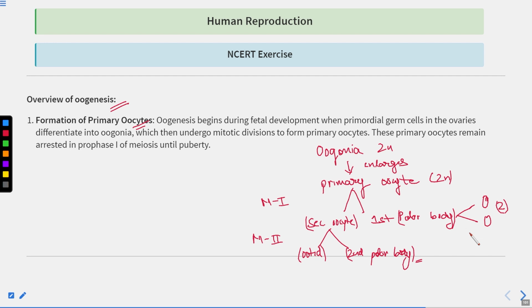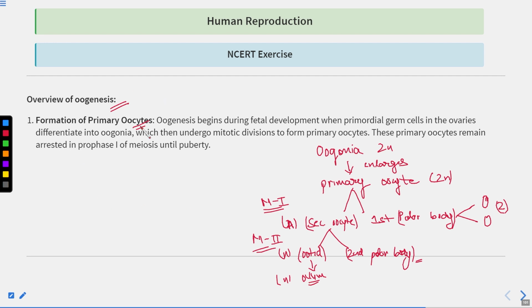These polar bodies will degenerate because they don't take part in reproduction, and the ootid will transform into the haploid ovum. The secondary oocyte should be haploid because it is formed after meiosis 1. Meiosis 1 is known as the reductional division. Meiosis 2 is the same as mitosis. Clear? So the ootid will also be haploid. The ovum will also be haploid.